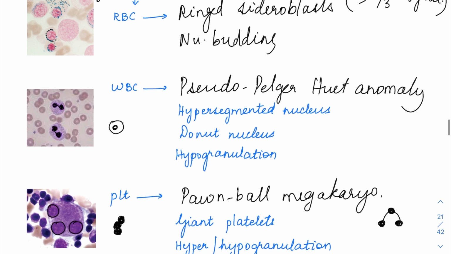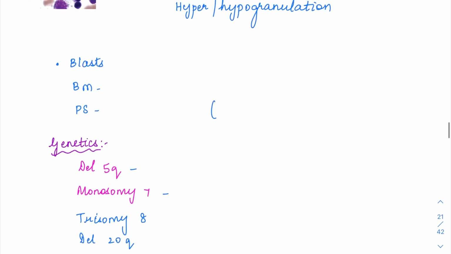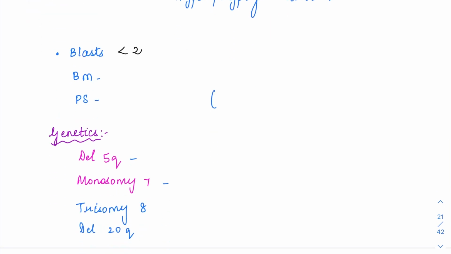So the major 3 features for MDS are ringed sideroblasts in RBCs, pseudo-Pelger-Huet anomaly in WBCs, and pond ball megakaryocytes in the platelet lineage. These 3 classical features are there for MDS. Here the blast count is going to be less than 20%, obviously, because more than 20% it becomes an AML.